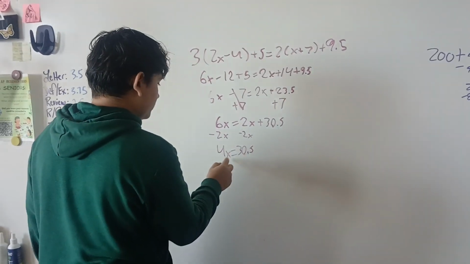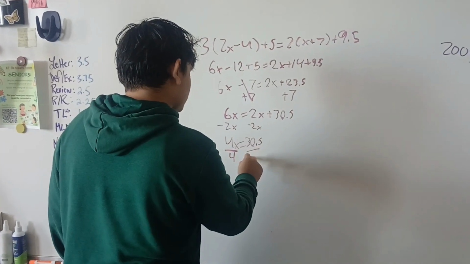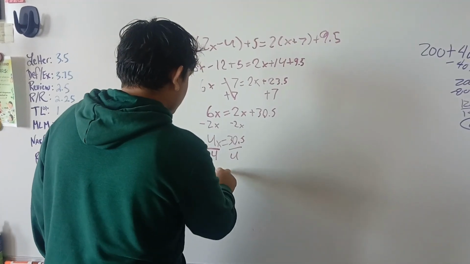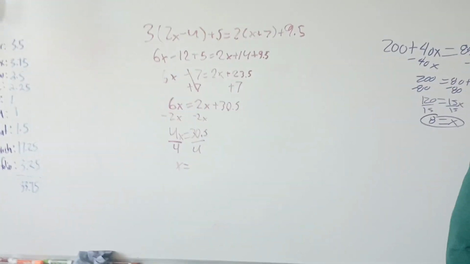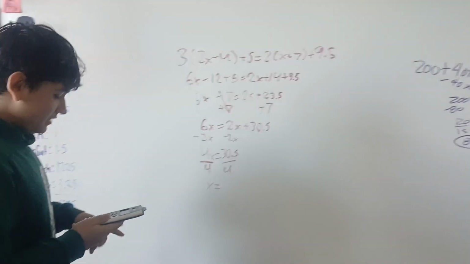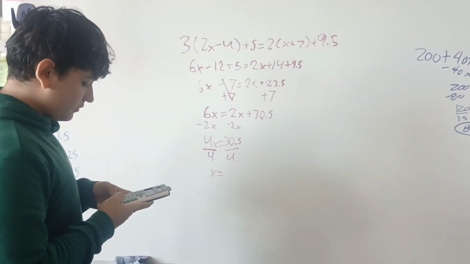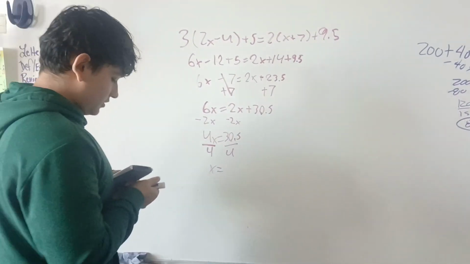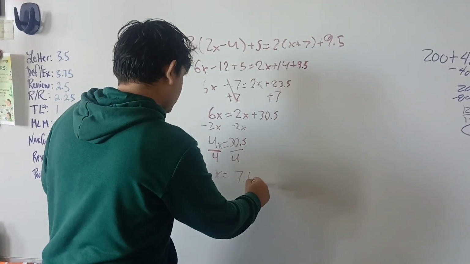And now we're going to divide by 4 on this side as well. So now we just have x equals 30.5 divided by 4, which would just equal 7.625.